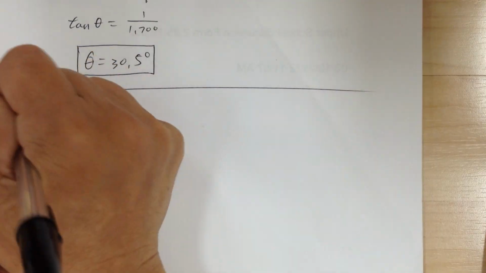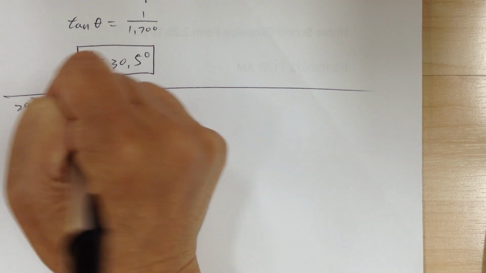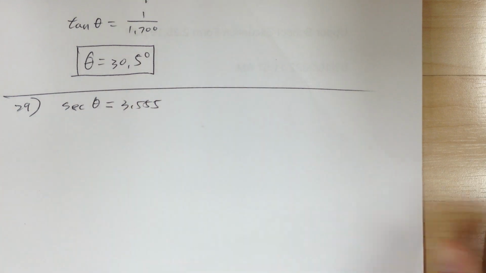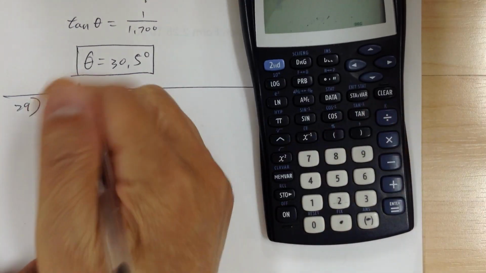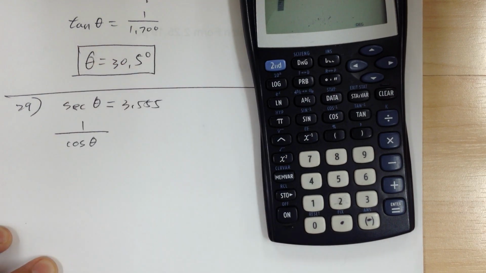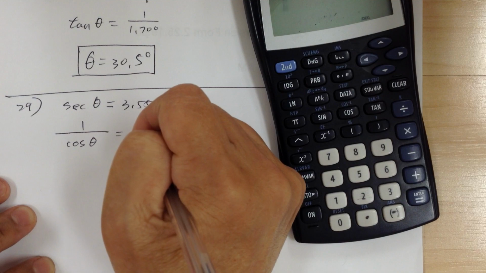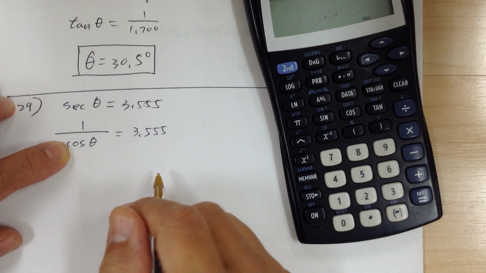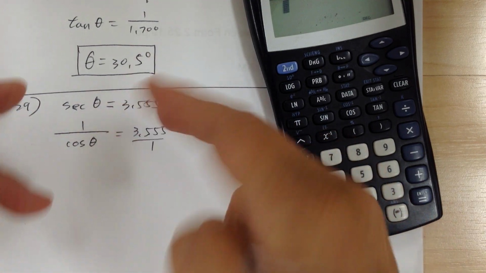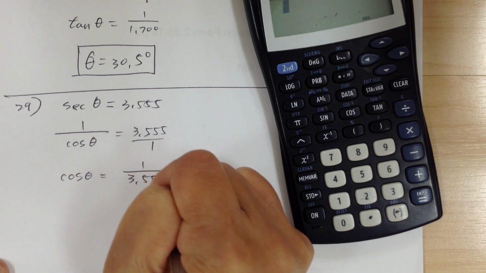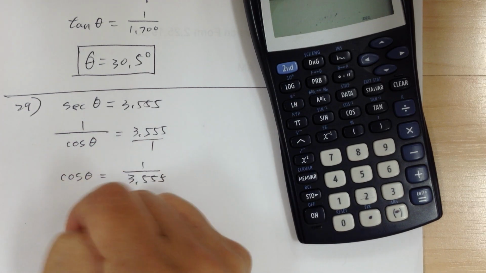Okay, let's go to 29. You got secant theta equal to 3.555. Again, there's no secant button on here, so you have to make secant into 1 over cosine. You have to know your reciprocals. So secant is 1 over cosine. Then I'm going to make it over 1, so I'm going to flip both sides upside down. So I got cosine theta equal to 1 over 3.555.